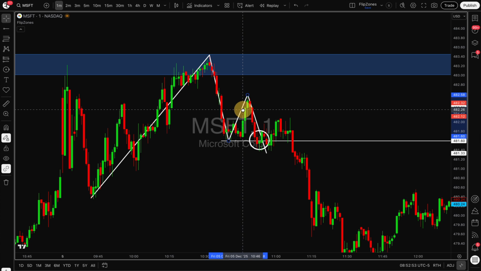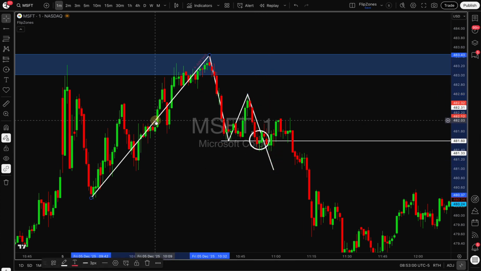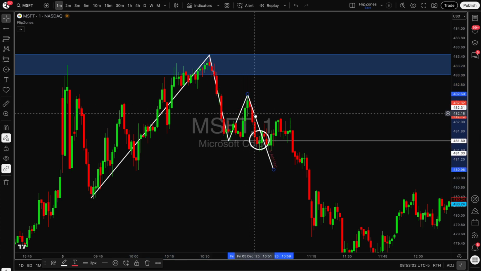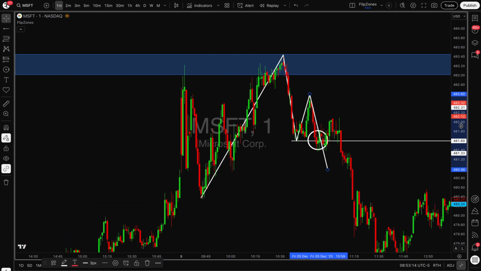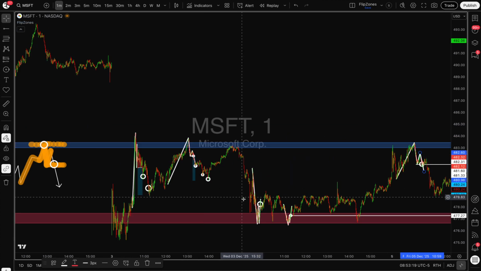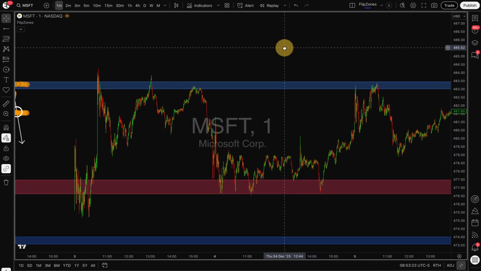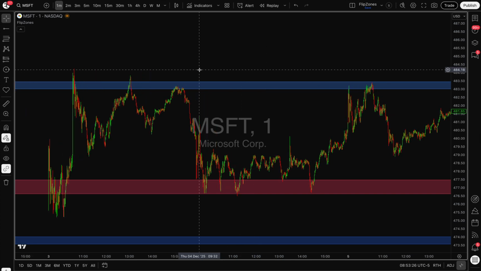If this fails, we get our fourth leg, and our entry is actually on the fourth leg. So 1, 2, 3, 4. Your entry is at 4. If you don't have this entire sequence, you simply don't take the trade. It's actually very simple, very straightforward. So this is the safest, highest probability way to trade supply and demand strategies.